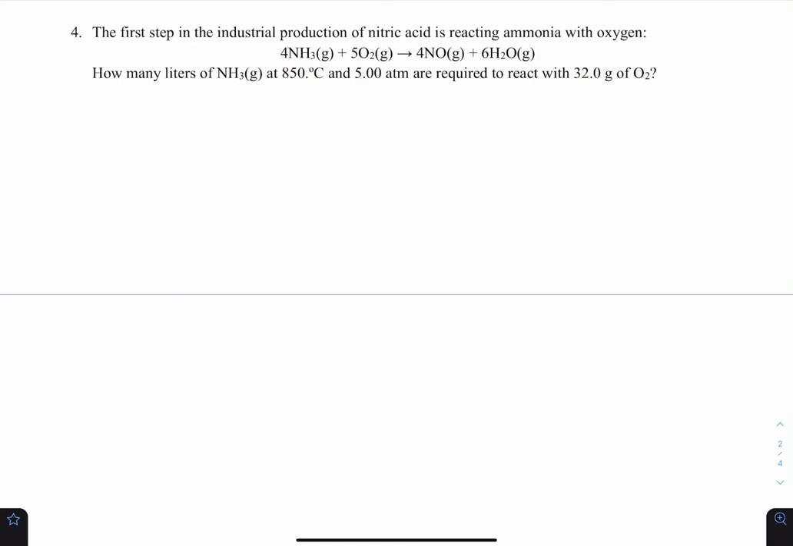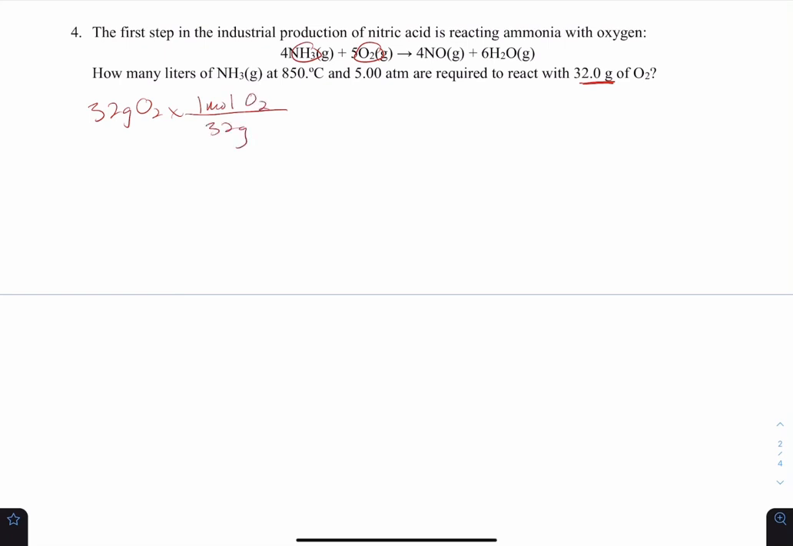Okay, so now what we need to do is a mole-to-mole ratio between oxygen and NH3. First of all, we need to find out how many moles of oxygen this is so we can do that mole-to-mole ratio. So the first thing I do is 32 grams of O2. If you look on the periodic table, 1 mole of O2 is equal to about 32 grams.